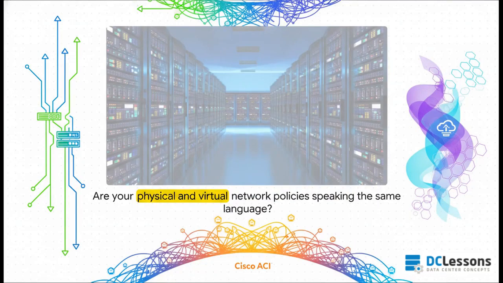So here's the core problem we're all facing, right? Your physical network team has their set of tools and policies. Meanwhile, your virtualization team, they've got a completely different set. And when these two worlds don't speak the same language perfectly, what do you get? You get complexity, tons of manual configuration, and a much higher risk of making a mistake. The big question is, how do you finally bridge that gap?